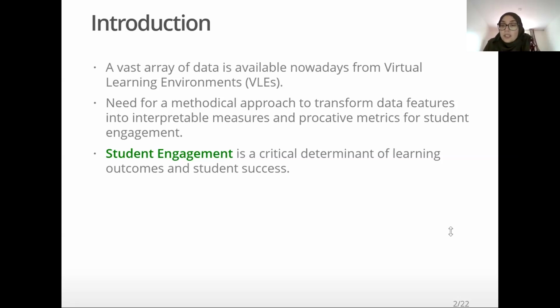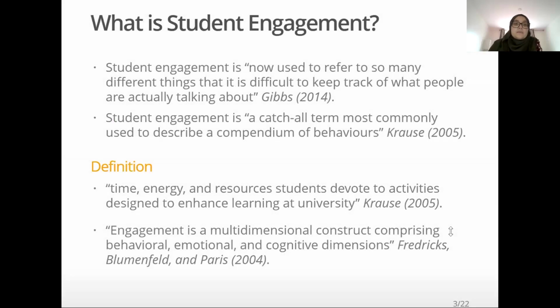The focus on student engagement is something that the literature agrees on. It's a key driver of learning outcomes and student success. Even the best educational content will fall flat if there is no engagement from students. So it really matters, and we need to know how to measure it, especially in online settings.